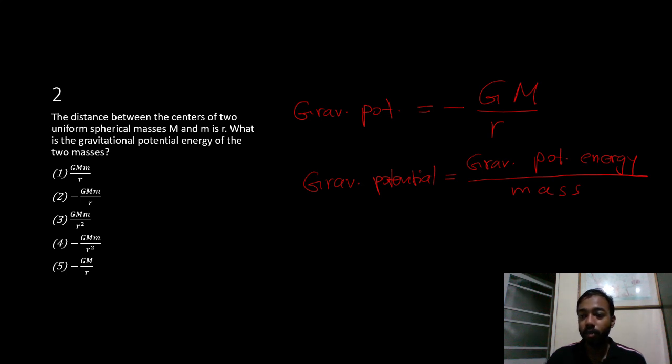So to get the gravitational potential energy, again you have to do the cross multiplication, and you can just multiply this gravitational potential by mass. So here the correct answer is answer number 2, negative GMm over r. The derivation of this equation is another topic. We'll discuss it under the gravitational fields lesson.